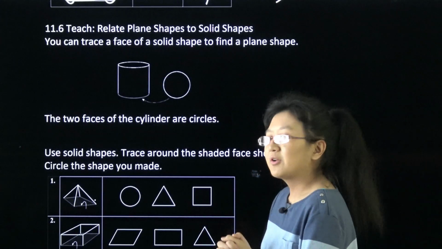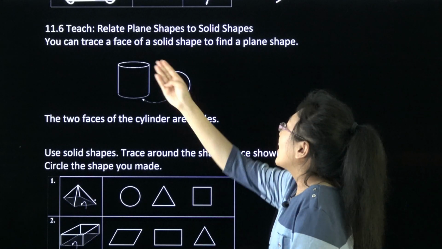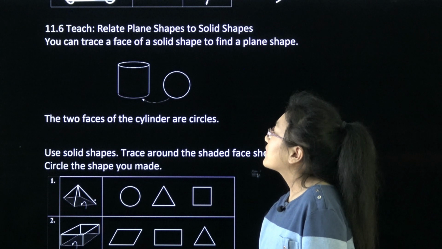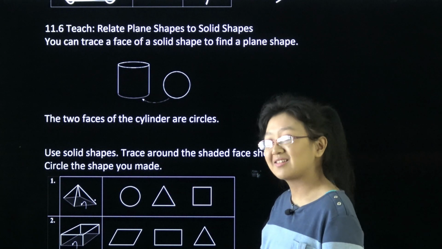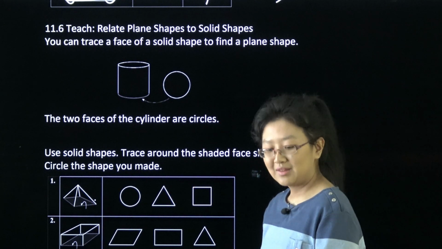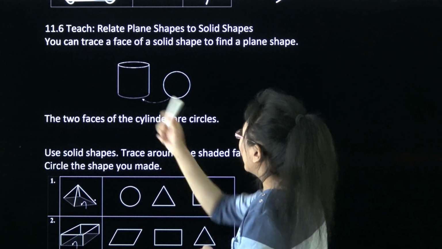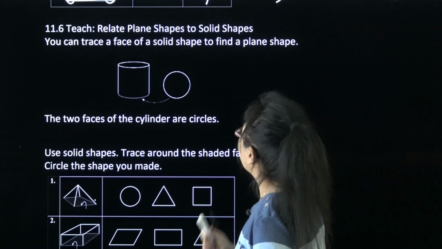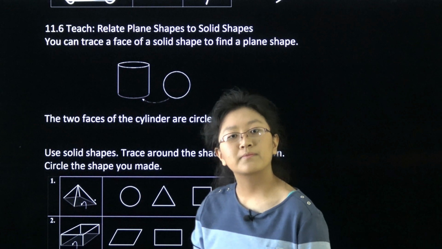Let's go. Chapter 11, section 6. Relate plane shapes to solid shapes, which we've been doing for the past few sections. You can trace the face of a solid shape to find a plane shape.